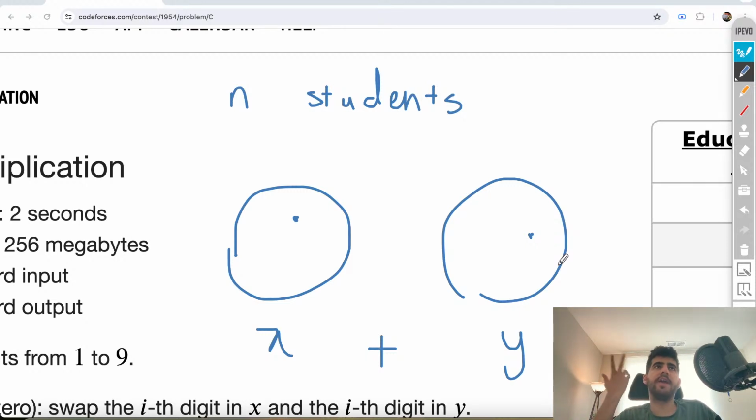So how many pairs do we have that hate each other? We have a class of n students, and we split them into two groups. Each pair of people, one from the first group and one from the second group, hate each other. So how many pairs do we have such that they hate each other?